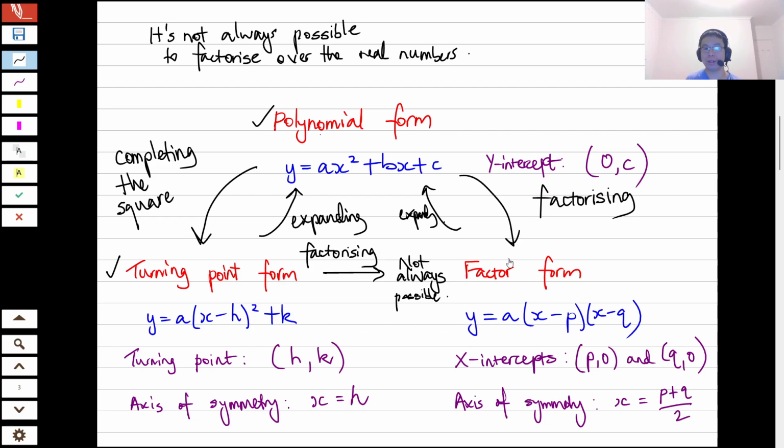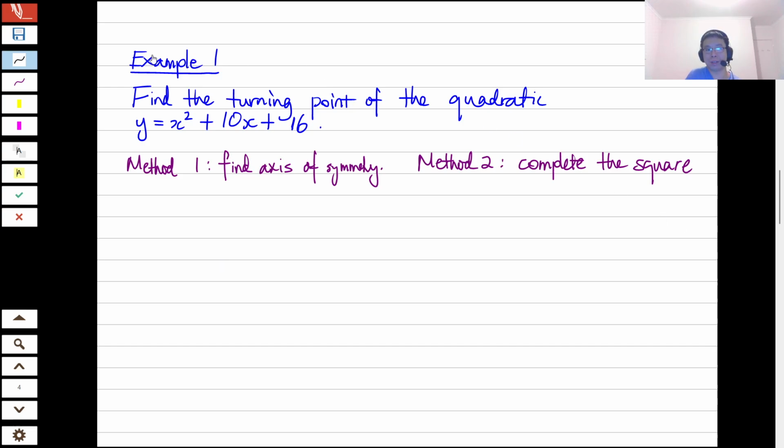Going backwards from factor form to turning point form, it's probably easy to go through polynomial form and then to turning point form, because you still got to complete the square usually. Completing the square is probably the most difficult part of this exercise, so I've developed two examples to illustrate that, which we will do now. So here's our first example. I'm giving you the quadratic equation y equals x squared plus 10x plus 16, and we're asked to find the turning point.